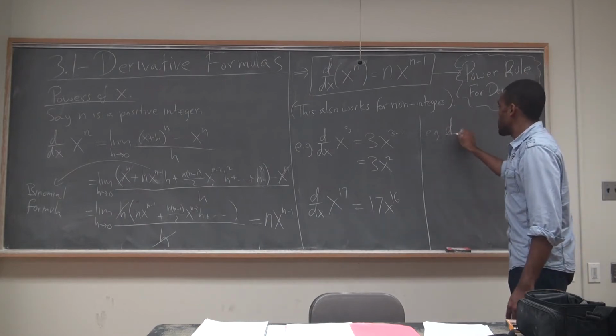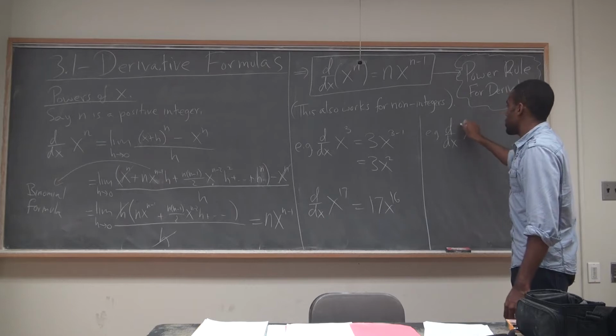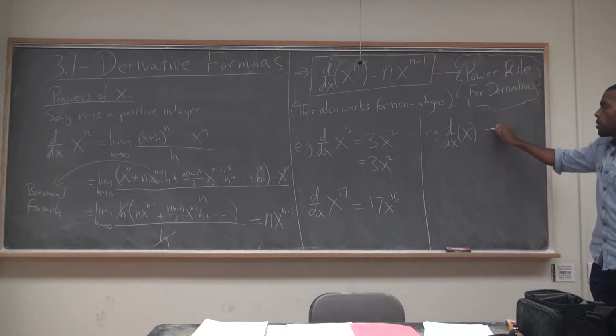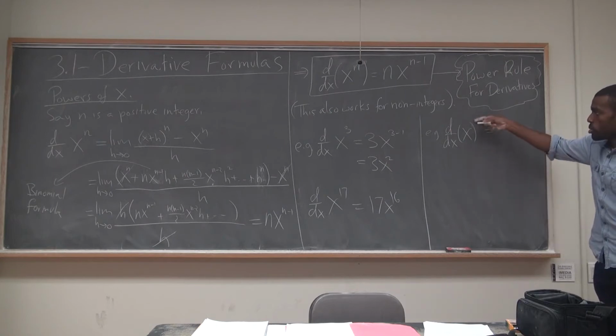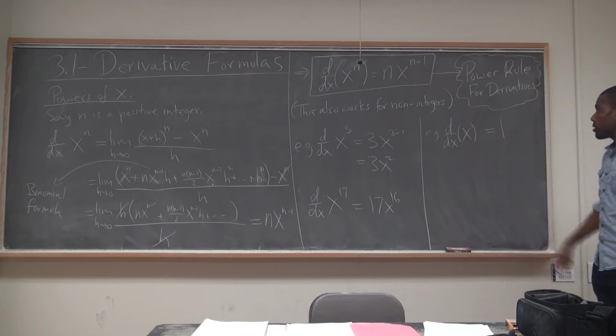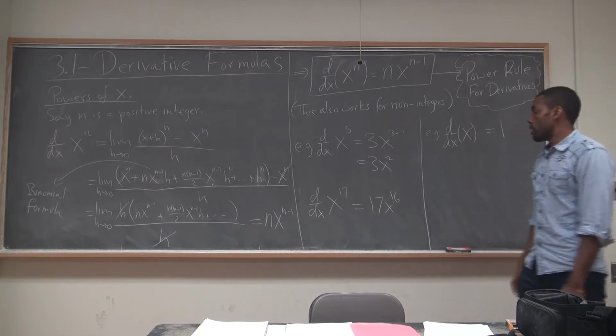What about the derivative of x itself, just derivative of x? What is that? 1. Because the power here is 1, you bring that down, and then you'd be left with x to the 0. X to the 0 is 1. So that's just 1.